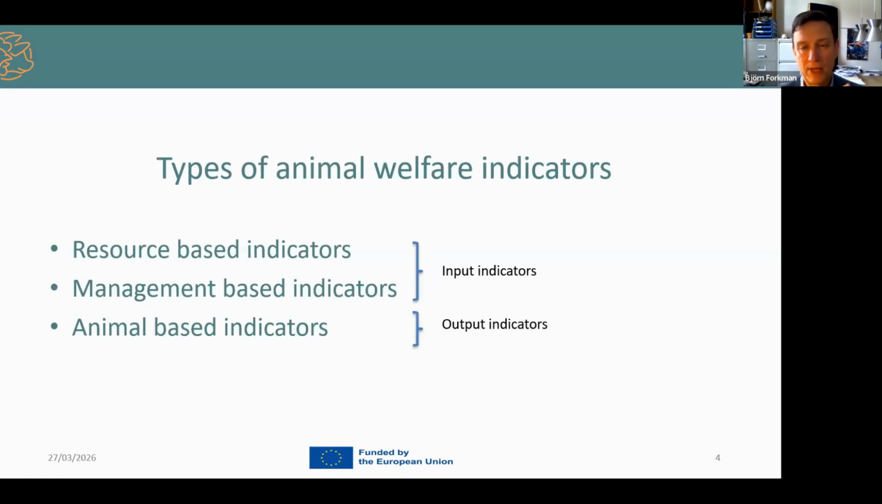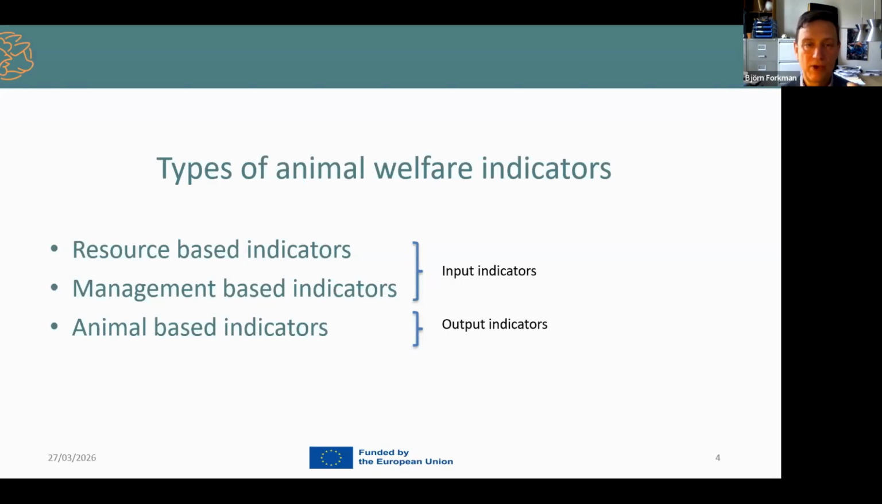Then there are management-based indicators. Management-based indicators are indicators in which the management is determining something or doing something with animals. So, for example, bringing sick animals into sick pen. That's a management-based indicator. Tail docking, teeth clipping. These are all management-based indicators.